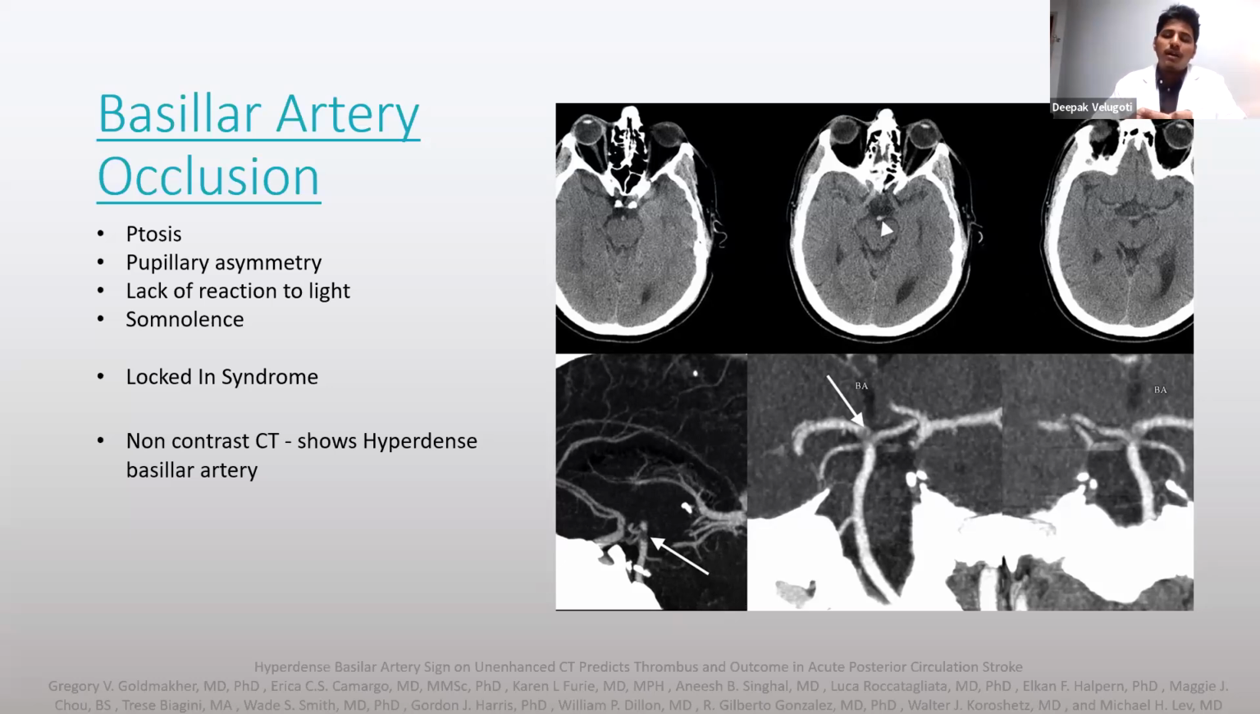They can only use their eyes to communicate. And in case of basilar artery occlusion, we can find a hyperdense basilar artery on non-contrast CT.